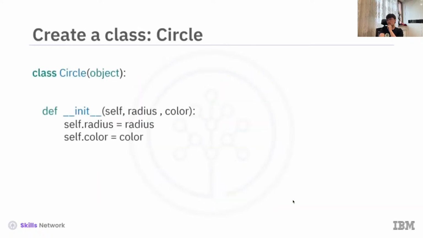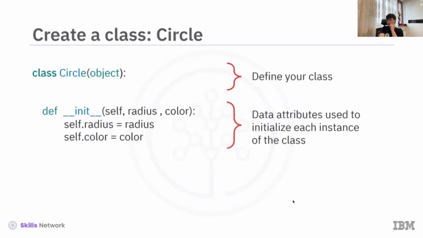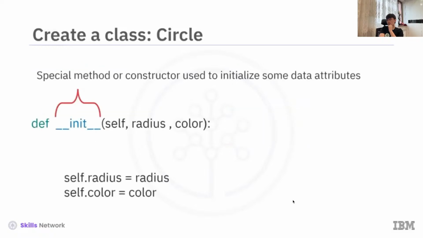Let us continue building the circle class in Python. We define our class. We then initialize each instance of the class with data attributes, radius and color, using the class constructor. The function init is a constructor. It's a special function that tells Python you are making a new class. There are other special functions in Python to make more complex classes.